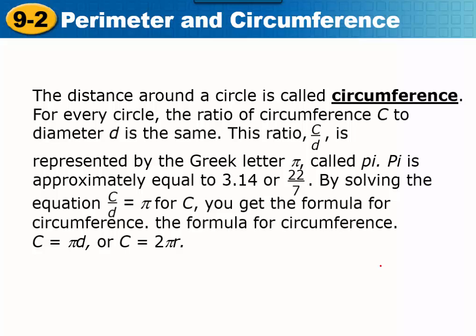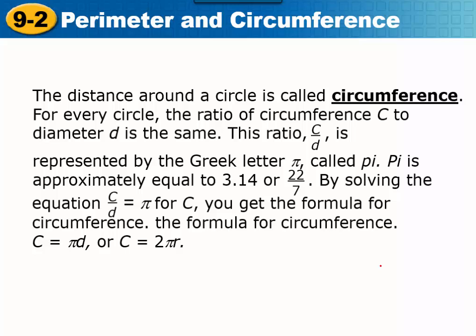Perimeter is one thing. Perimeter is the distance around a polygon. Well, we also have the distance around a shape called a circle, but we don't call it a perimeter because it's not a polygon. So the distance around a circle is called a circumference. We do the same exact thing, but this one we have a formula for.